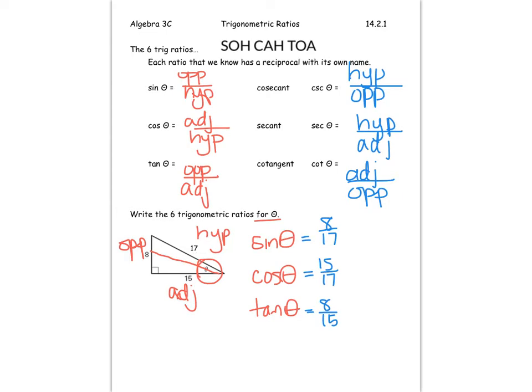Okay? And so then we have to memorize the new names. Sine is the reciprocal of cosecant, so CSC. Cosine is the reciprocal of secant, so SEC. And tangent is the reciprocal of cotangent, which is COT, cot. And now we can just do the easy thing of making the reciprocals. So 17 over 8, 17 over 15, and 15 over 8. Okay? At this point, stop the video and complete problems 1 and 2 on your worksheet.